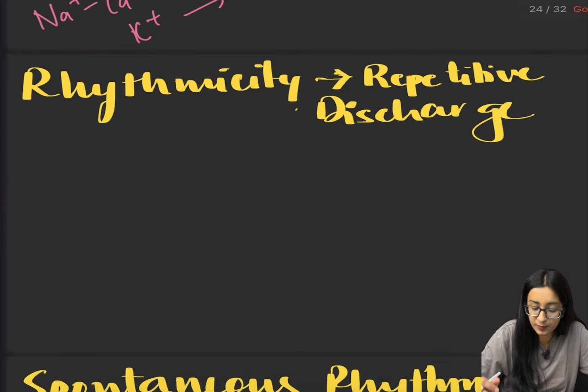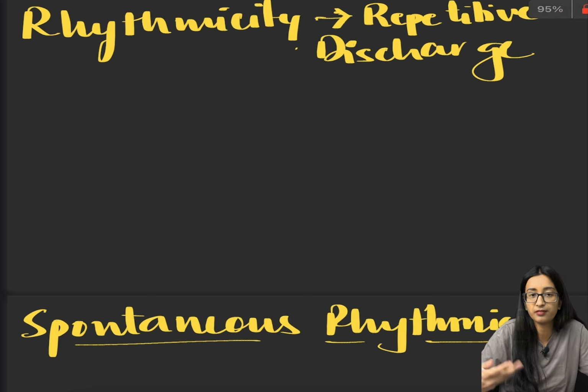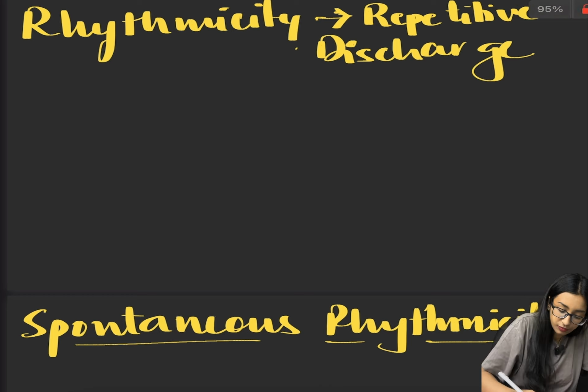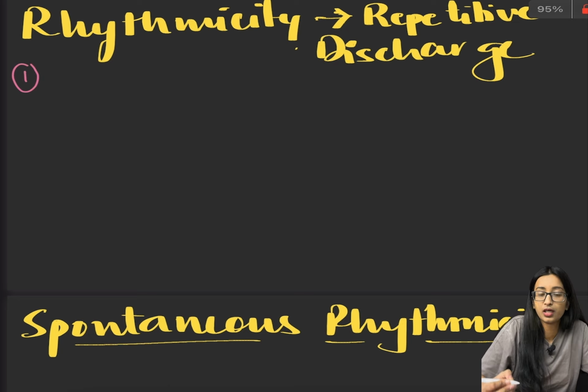The next is the rhythmicity or the repetitive discharge. That is, they have to be repetitively activated. So, for example, in heart muscles or smooth muscles, it is required for rhythmicity of heart contraction, for rhythmicity in nerve cells, for peristalsis in the intestine, and for the breathing processes, the breathing rhythmicity.